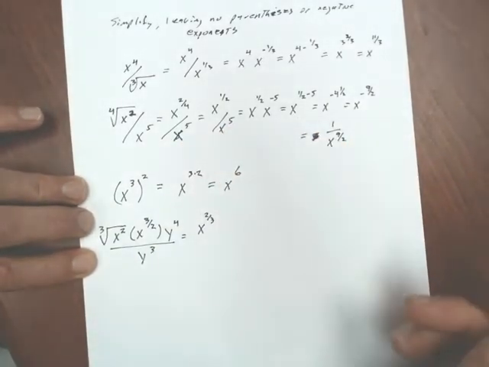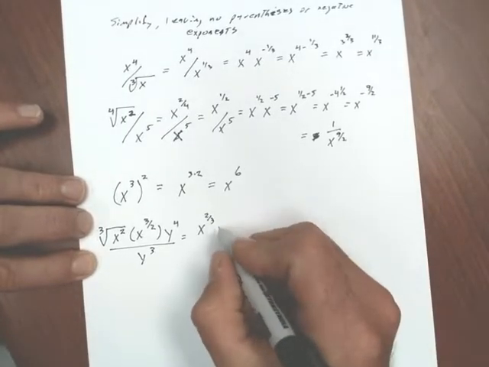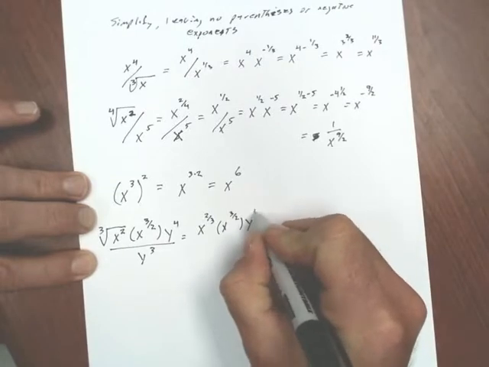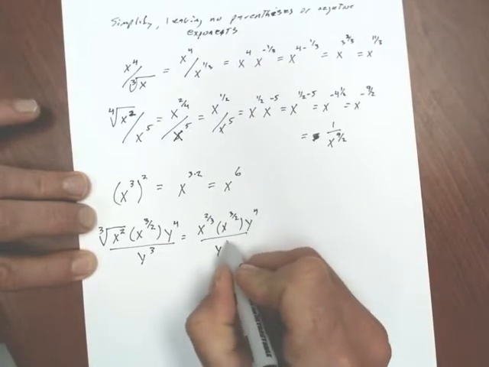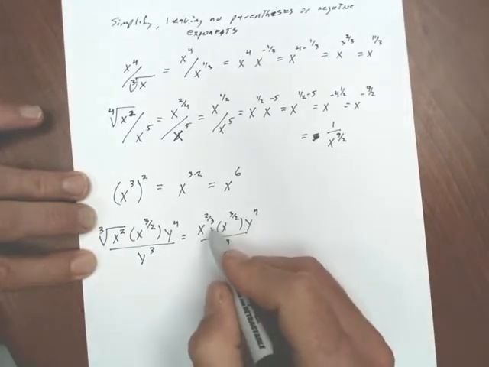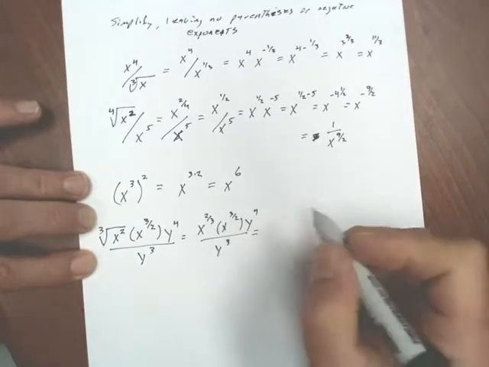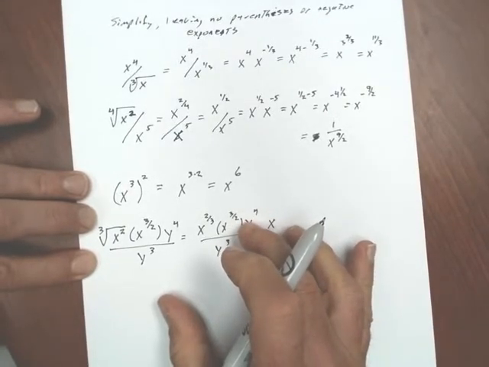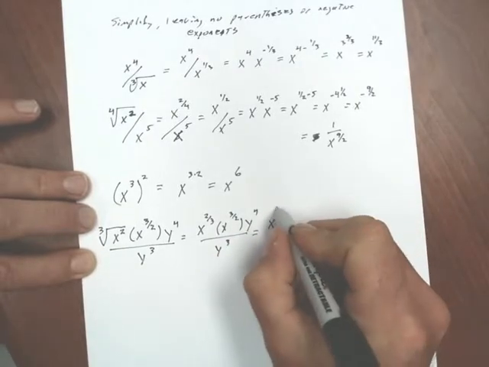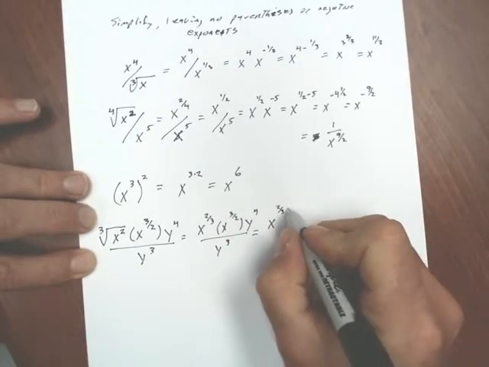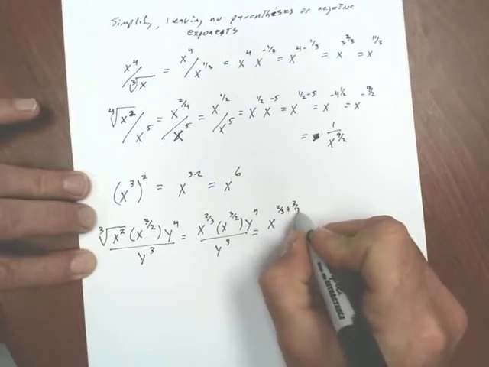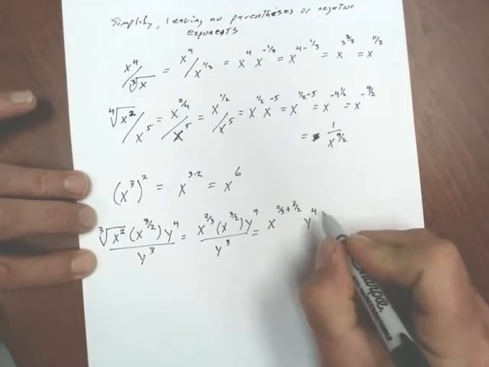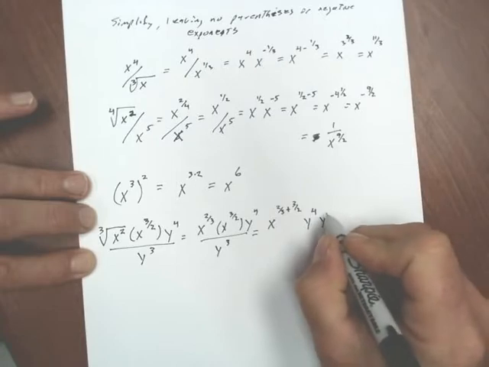Okay, so x to the 2/3 times x to the 3/2 times y to the 4th divided by y cubed. Now I'm going to rewrite this, and I'm going to now employ the rules of exponents. That is x to the 2/3 plus 3/2 times y to the 4th times y to the negative 3.